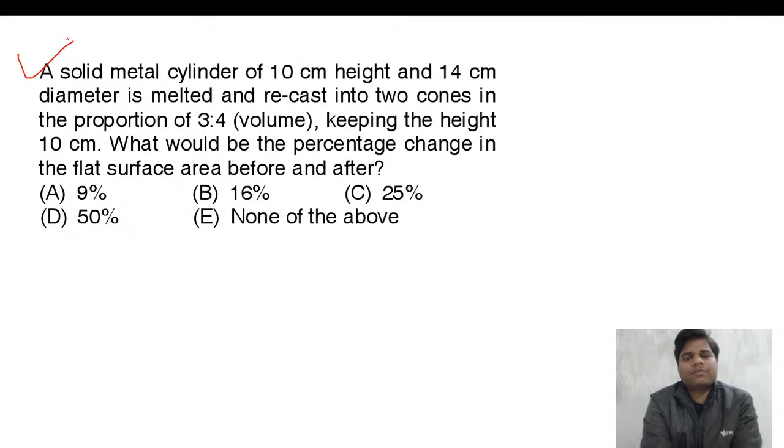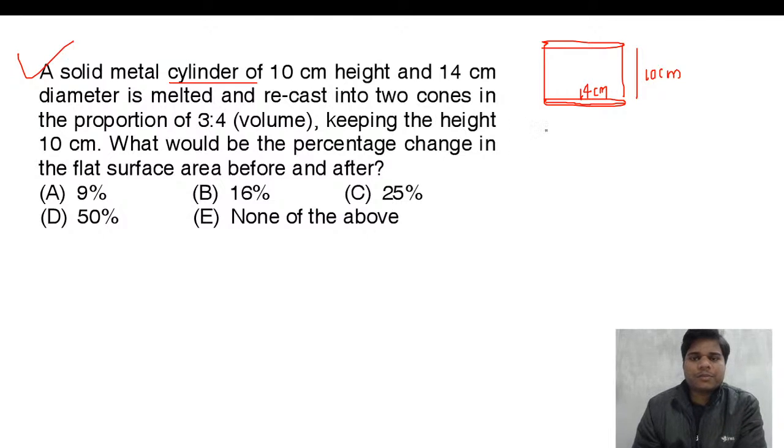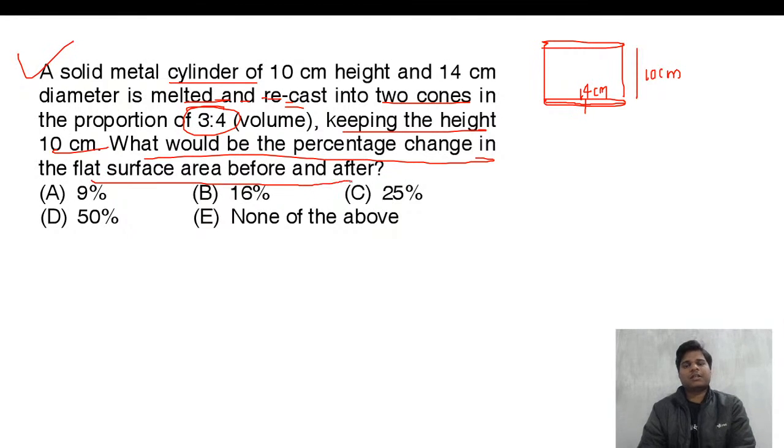A solid metal cylinder of 10 centimeter height and 14 centimeter diameter. So this is a cylinder, 10 centimeter height, 14 centimeter diameter. So basically we require radius 7. It's melted, so we need the volume. It's melted and recast into 2 cones in this ratio, keeping the height 10. What would be the percentage change in the flat surface area? We are talking about this circle's area. So first let's find the volume.